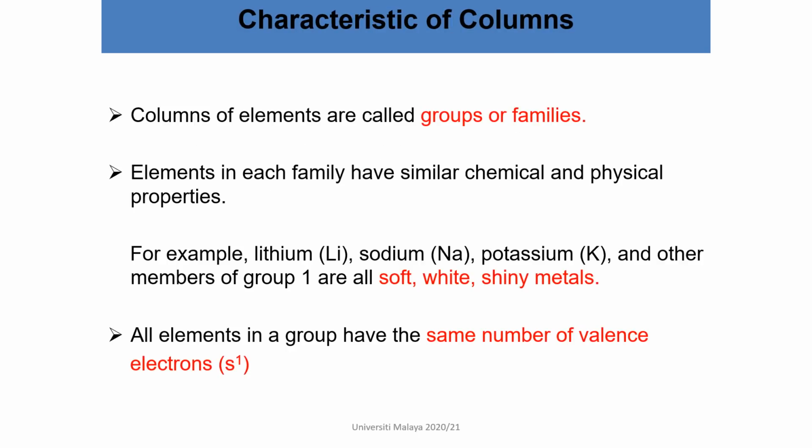Let's look at the characteristics of columns first. Columns of elements are called groups or families. Elements in each family have similar chemical and physical properties. For example, lithium, sodium, and potassium and other members of group 1 are all soft, white, and shiny metals. All elements in a group have the same number of valence electrons. For example, group 1 have s1 as their valence electron.